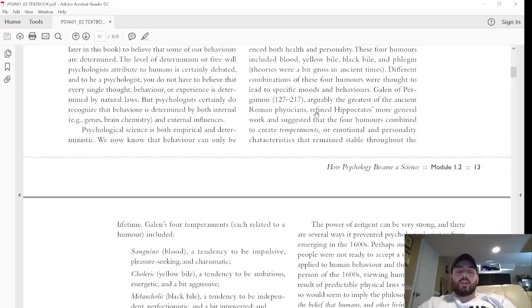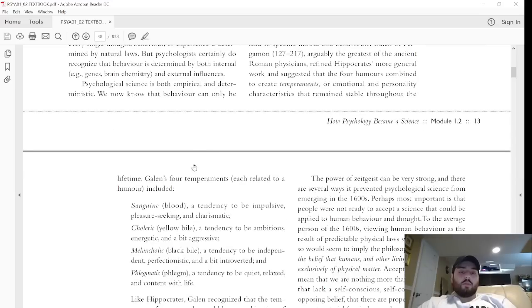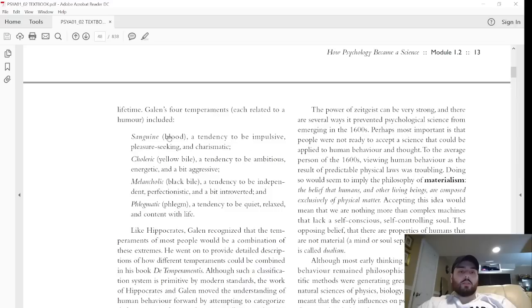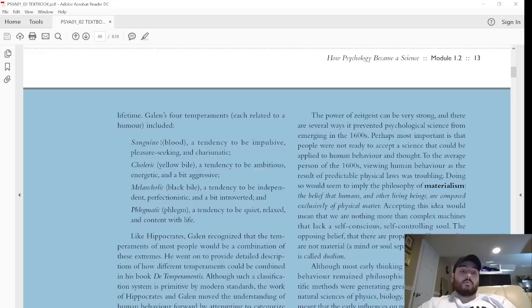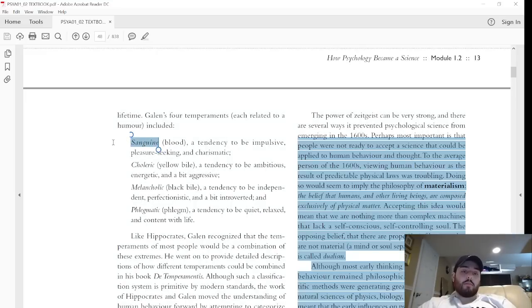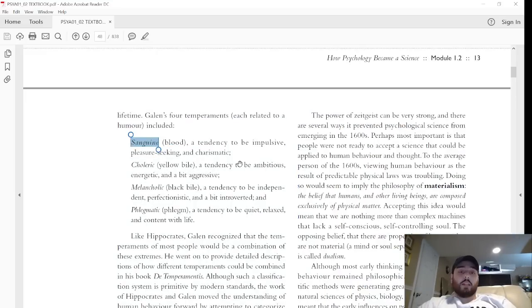So Hippocrates' more general work suggested that the 4 humors combine to create temperaments, or emotional and personality characteristics, that remain stable throughout the lifetime. Galen's 4 temperaments, each related to a humor, included the sanguine, which is blood, and that's Latin, so you can easily remember that if you speak Spanish, French, or Italian. They linked the blood to a tendency to be impulsive, pleasure-seeking, and charismatic, right? And I'm just going to go out on a limb here and guess that that's what they mean when someone says they're very hot-blooded, right?